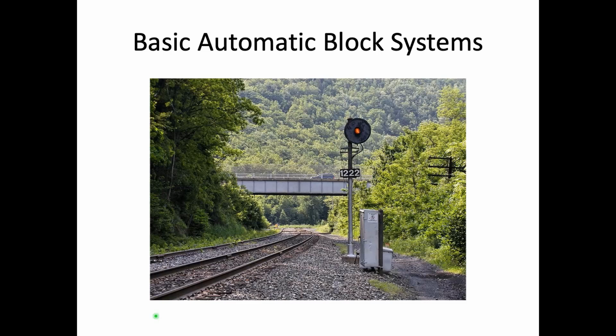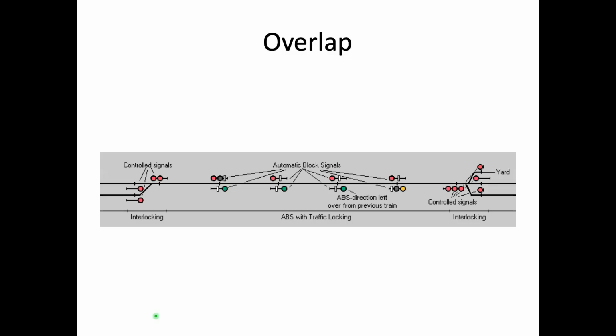But the problem with the basic ABS system, where you'll find signals paired, one for each direction on either side of an insulated joint, is that it offers little protection for opposing movements. It would be theoretically possible for two opposing trains to enter the same block at exactly the same time so that neither would pass a stop signal, and having only passed yellow approach signals could meet each other doing 40 miles per hour or so, which is not good, which leads us to overlap.